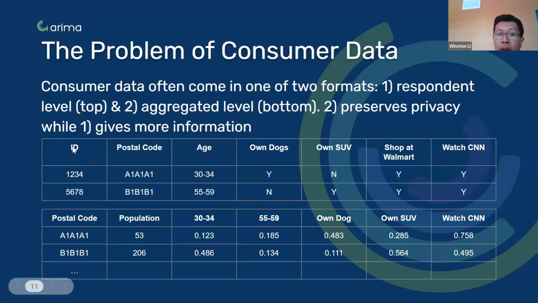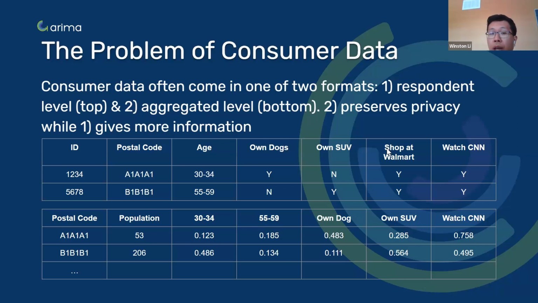So here you can see this first person, he or she has an ID. We know where they live, so they have a postal code. We know their age range. We know they have a bunch of questions they've answered, like, do you own a dog? Yes. Do you own an SUV? No. Do you shop at Walmart? Yes. Do you watch CNN? Yes. And the second person, let's say this is a she, lives in a different area and has a different age and has responded differently to these questions. This is respondent level data.